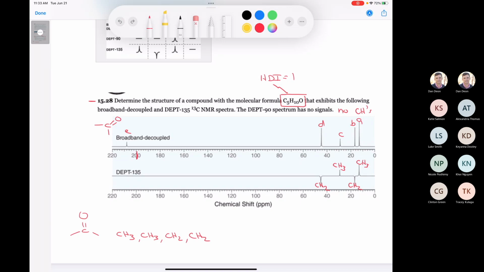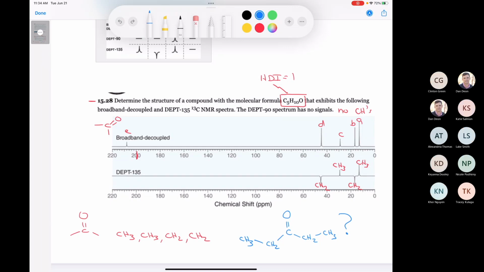Okay, so how are we going to put this together? I'm going to write down one structure, and I want you to tell me if it's reasonable or not. One way that I could put all these atoms together would be something like this. Make a ketone like this. If I write out this ketone, would this be consistent with these spectra? Clinton, you're 100% right. Could you tell us why, Clinton? And you don't have to unmute your mic if you don't want to. I could just read what you type. And if you want to unmute it, that's cool too.